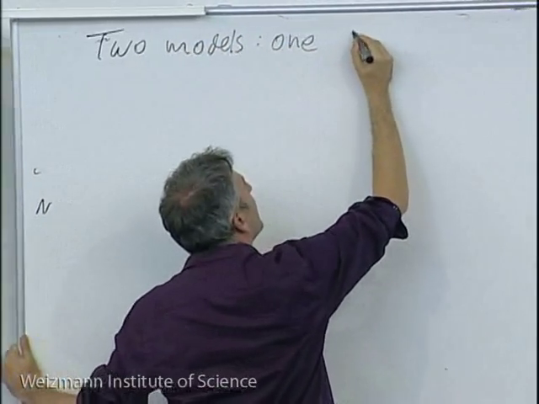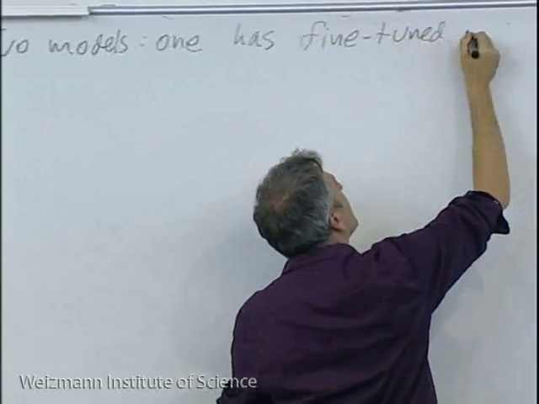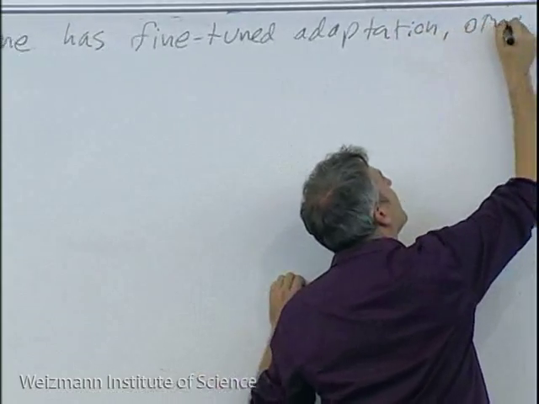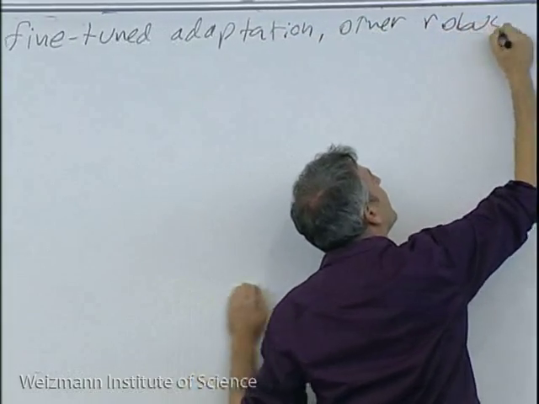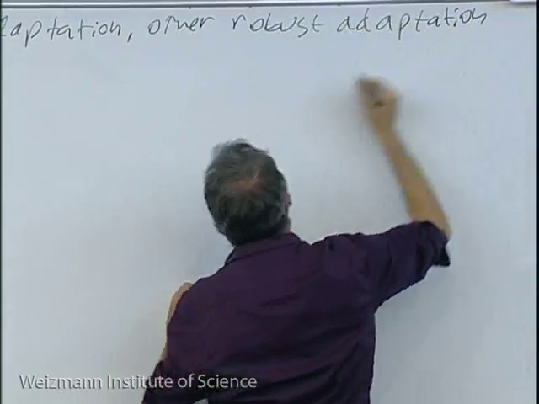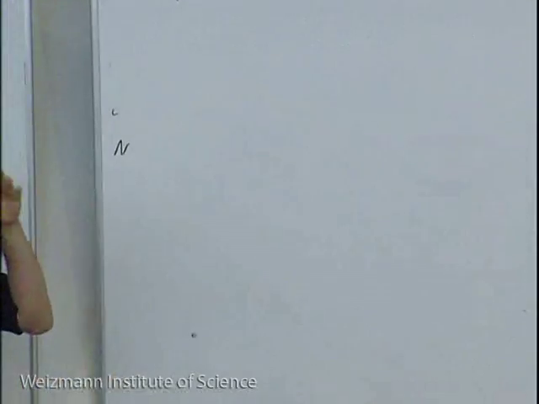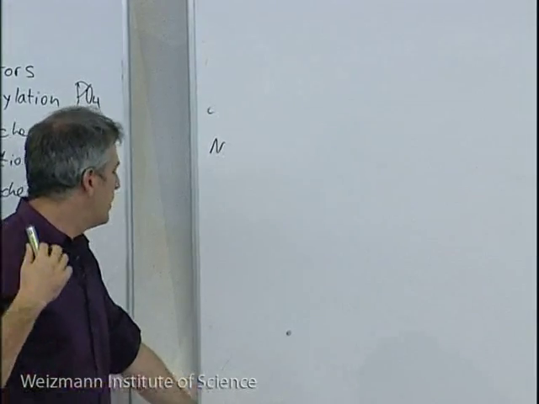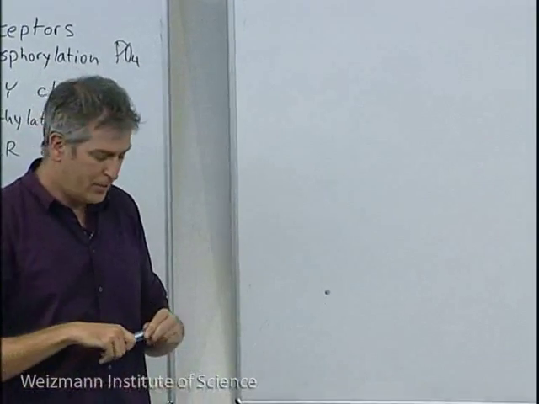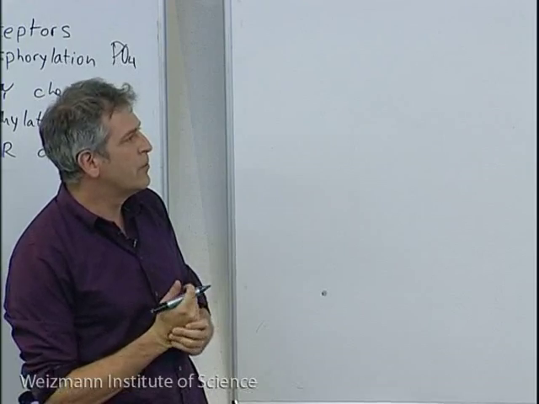One has fine-tuned adaptation. The other has robust adaptation. And the first model was actually the first mathematical model of this system, made by, among the authors, Lee Segel. He used to be here at the math department. Very important paper, a basis for further studies. And the way they reasoned was the following.